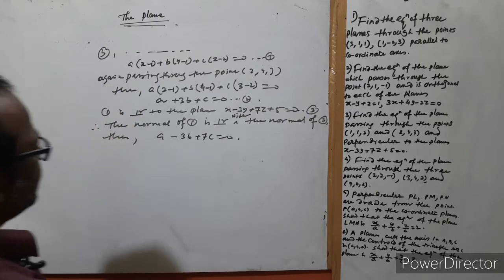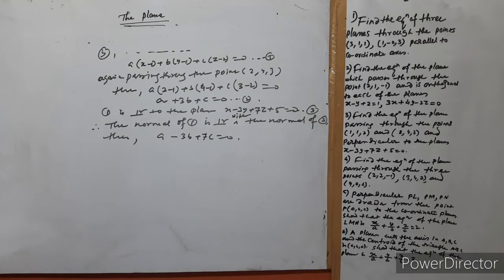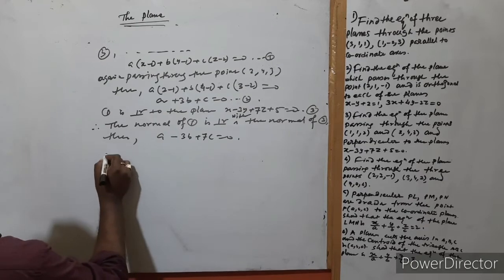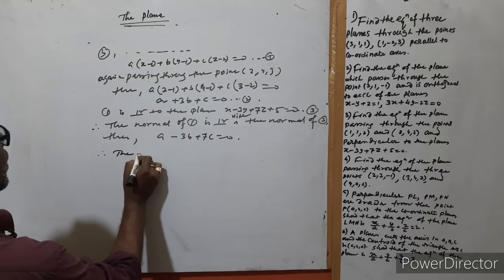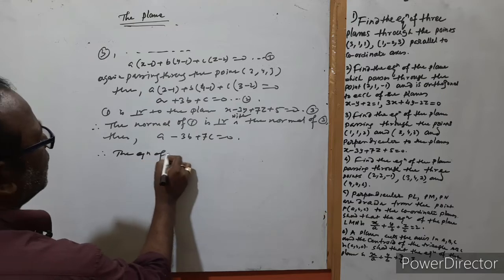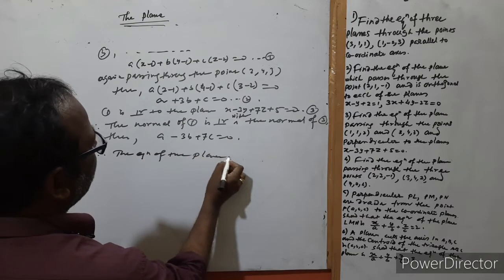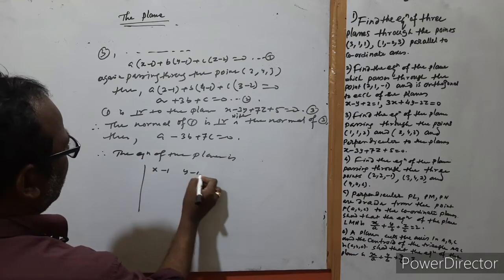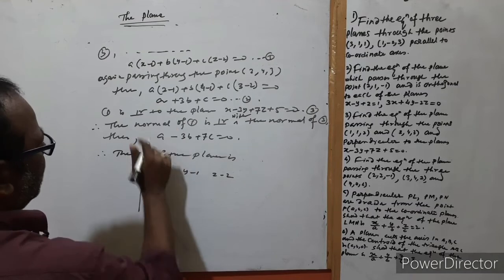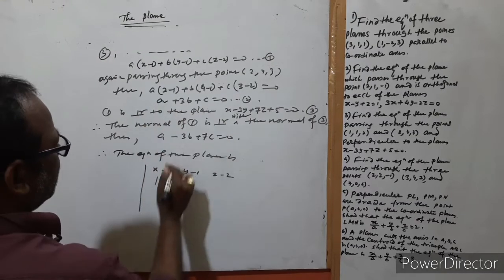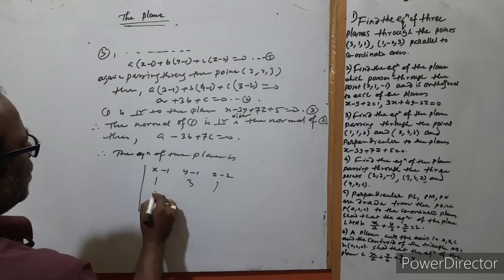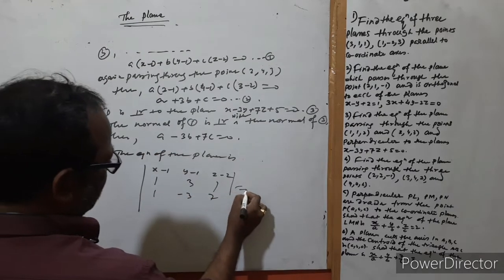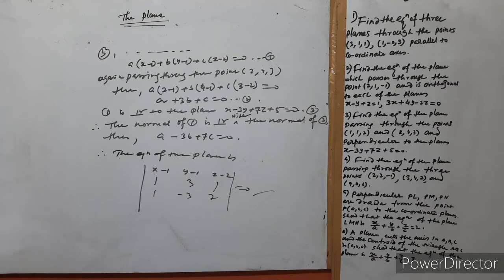Okay, so this is the vital point. Now eliminating a, b, c, therefore the equation of the plane is: x minus 1, y minus 1, z minus 2, and the coefficients here from this equation are 1, 3, 1, and the other we have 1, minus 3 and 7, equal to 0. And simplify this equation, then you get the required answer. Okay, so this is the third problem.